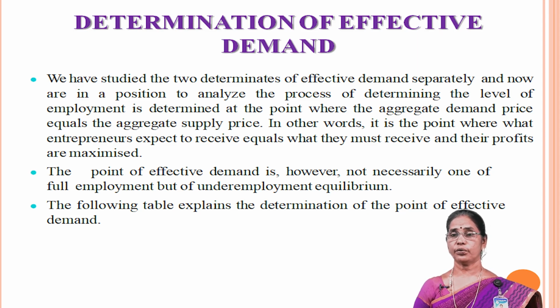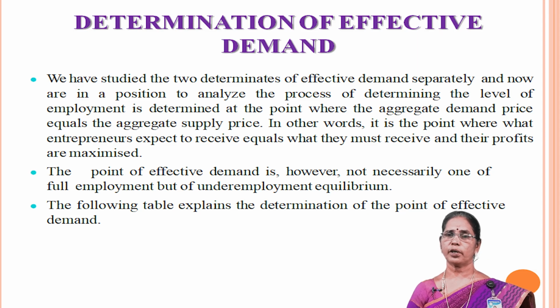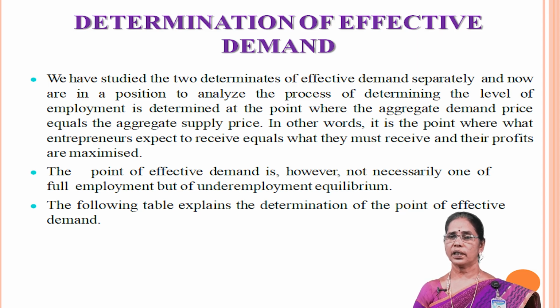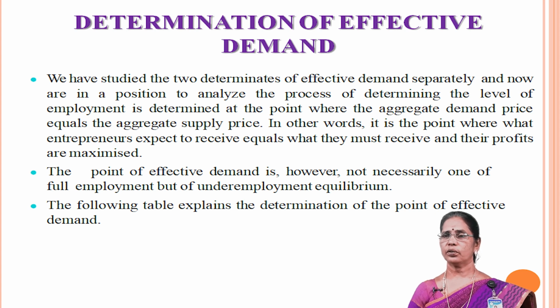The point of effective demand is, however, not necessarily one of full employment but of underemployment equilibrium. The following table explains the determination of the point of effective demand. Now let us see the combined table of aggregate demand and aggregate supply: level of employment in lakhs, aggregate supply price in crores, aggregate demand price in crores.